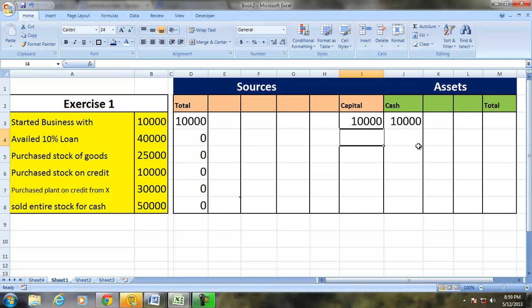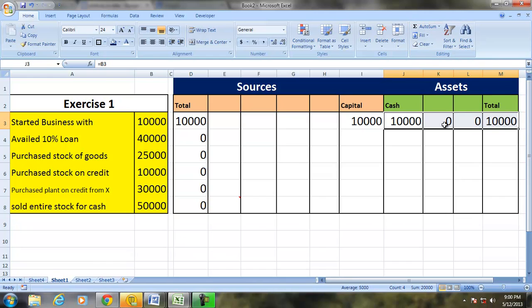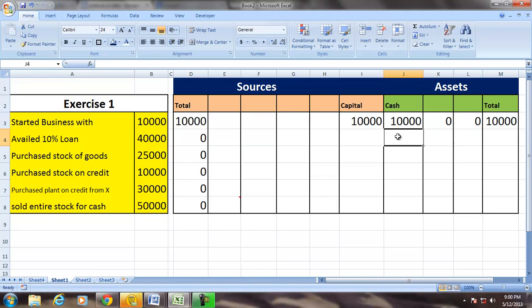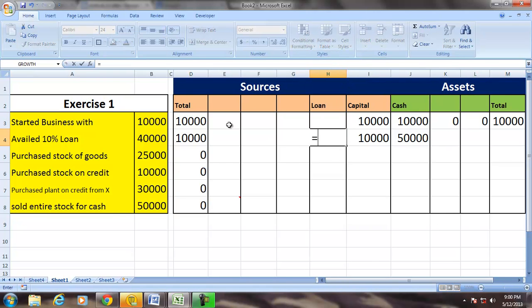Avail 10% loan 40,000. So the 10% loan of 40,000 is another source, and to that extent the cash will increase and a corresponding source will arise. So the cash will now go up to 50,000, no change in the capital, and a new source, that is loan, will appear on the accounting equation, and the new source is loan 40,000.